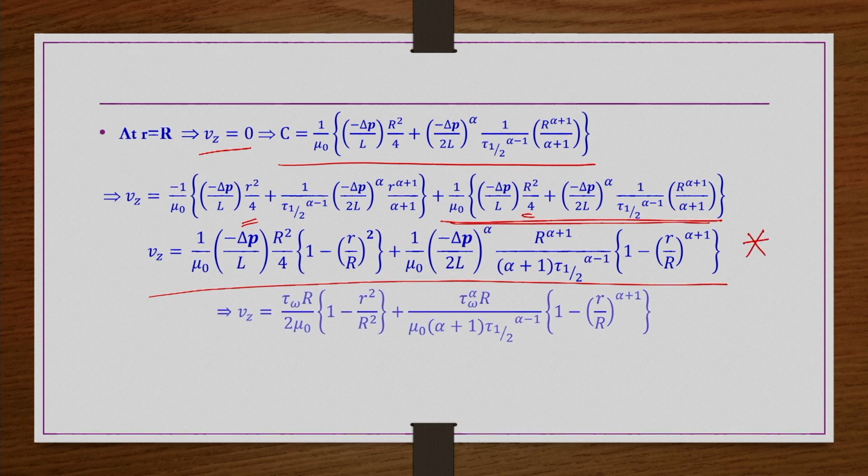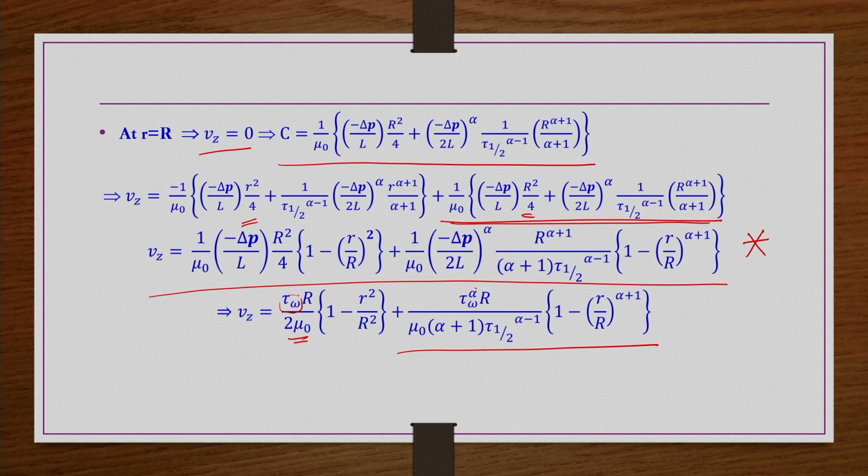Right. Now, in this same expression, minus delta p by L, capital R by 2, you can write as tau w. So, tau w, one r is remaining, r, and then divided by, in place of 4, the 2 is combined with the tau w, so 2 is remaining. So, it is tau w R by 2 mu naught multiplied by 1 minus r square by capital R square. Similarly, here also, wherever minus delta p by L, capital R by 2 is there, we are writing tau w. So, this is the velocity profile you get.